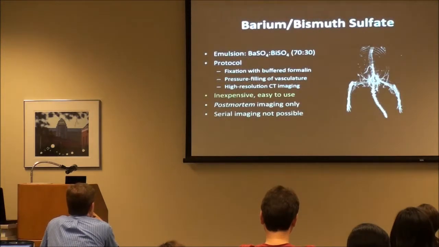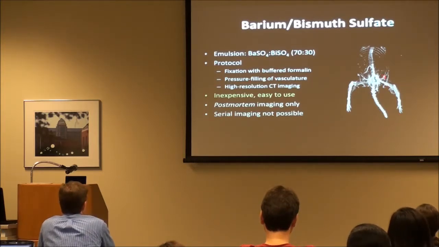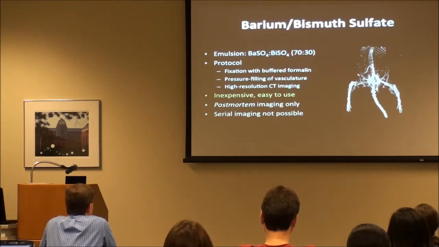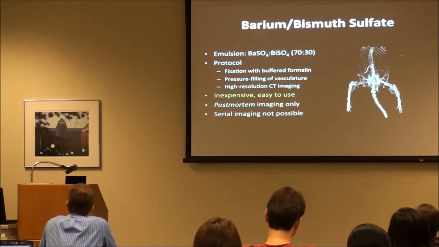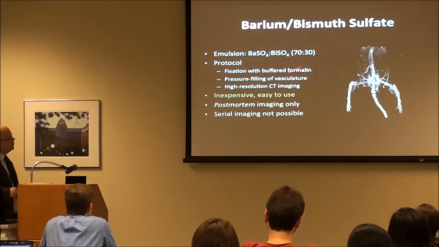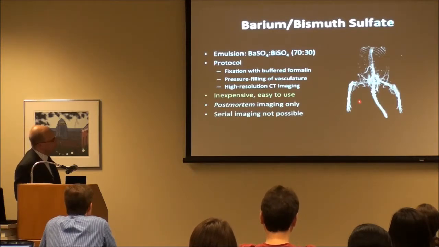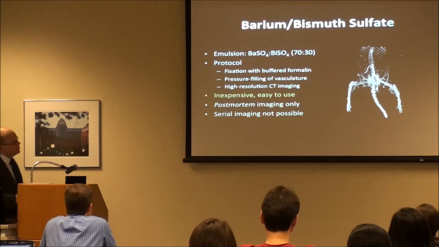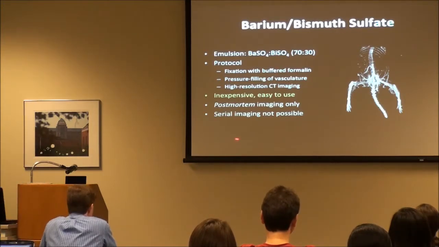There are other agents which are used for postmortem imaging. So this is the emulsion of the barium and bismuth sulfates. And unfortunately, it's only used for postmortem imaging because it involves the injection of the agent for visualization of the vascular tree, like here in the mouse. But serial imaging is not possible because the animal is imaged postmortem.